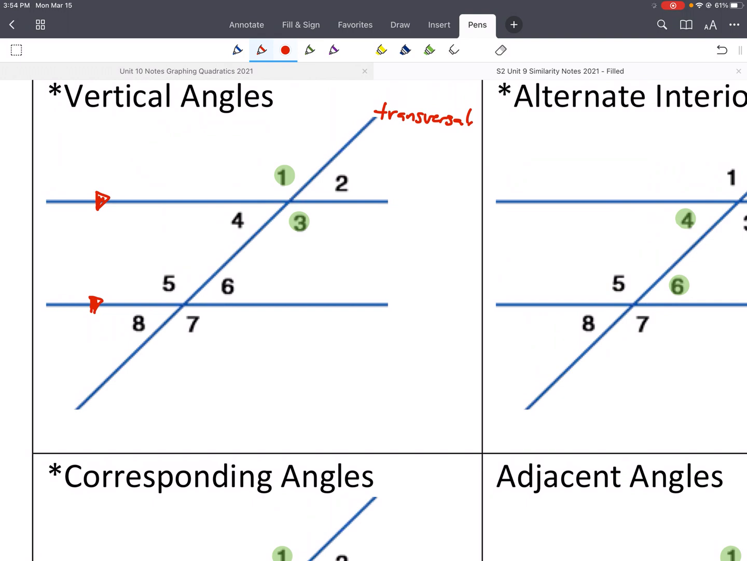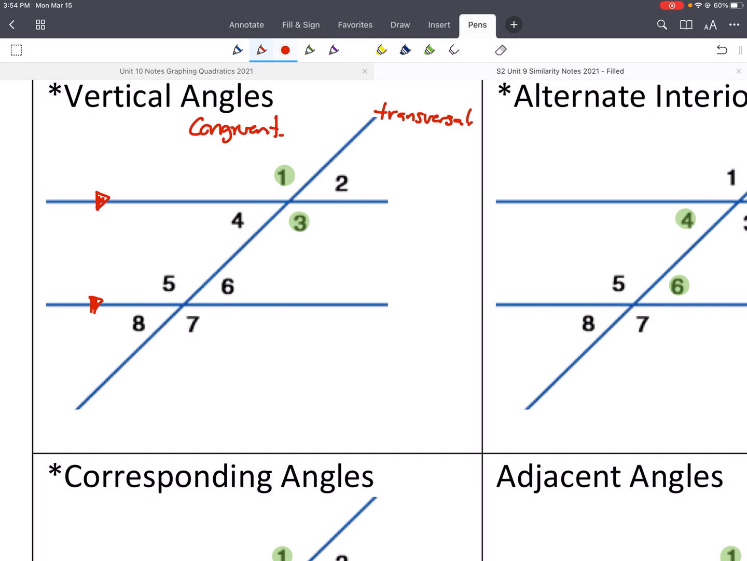All right, first off we have is vertical angles. So vertical angles are angles that are vertical, like on top of each other. So they're opposite of two lines, so something like that. These are vertical angles, okay? And vertical angles are congruent.